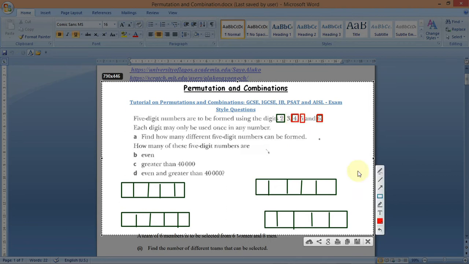So let me do this now. Any of these three can start, only these three can start, to be greater than 40,000. Don't forget that any of these three can start now. But let's take for example, if 6 were to start, because you have to consider even and greater. So 2 does not come in here.